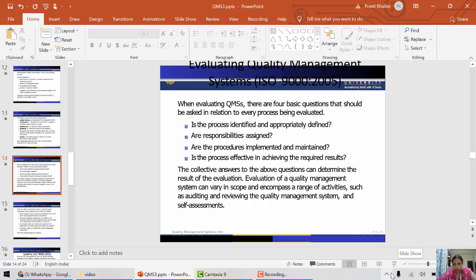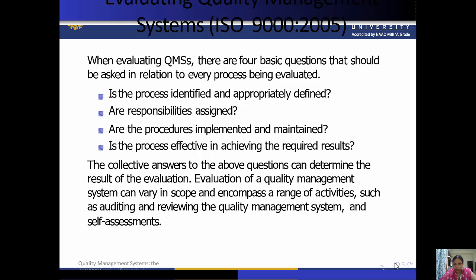Evaluating quality management system. When evaluating quality management systems, there are four basic requirement questions that should be asked in relation to every process being evaluated. Is the process identified and appropriately defined? This is the first question we should evaluate.